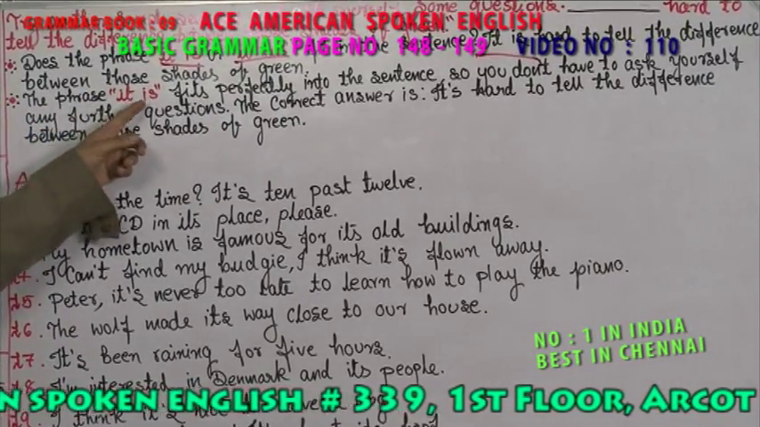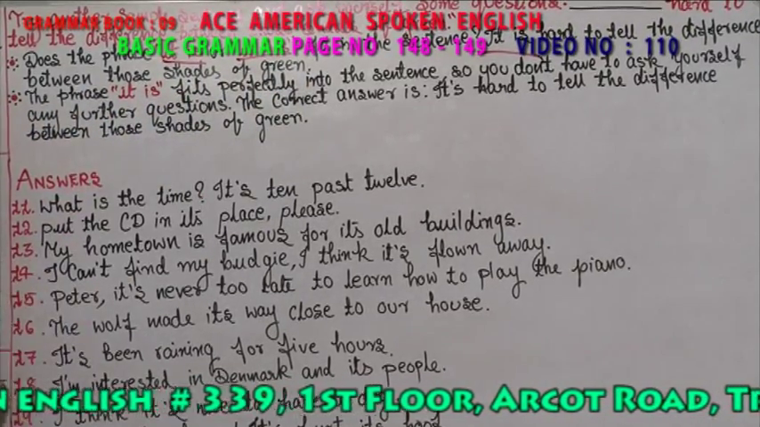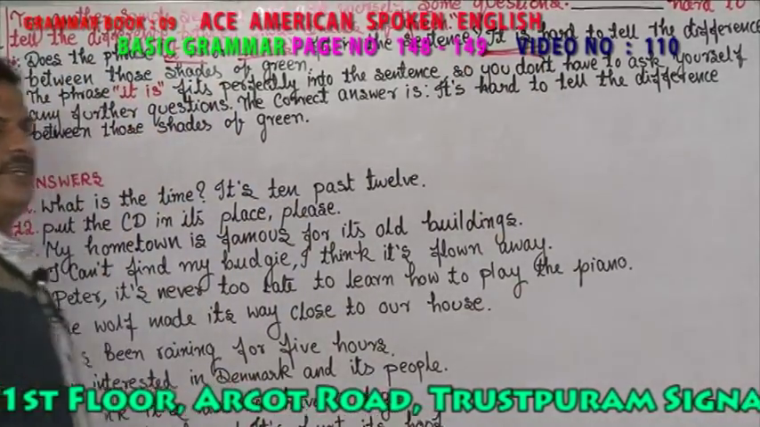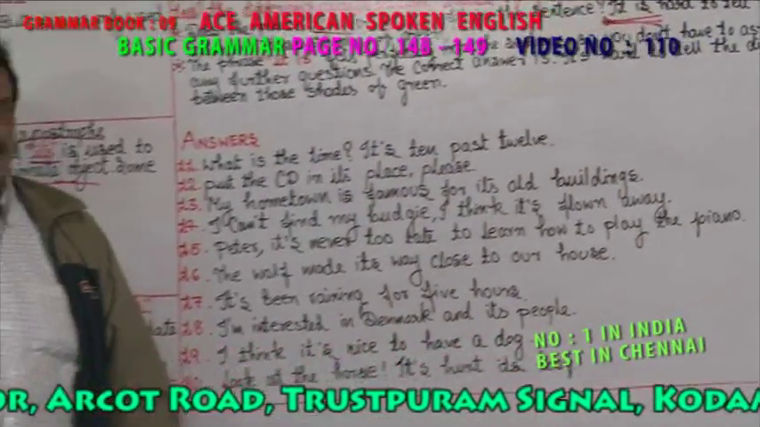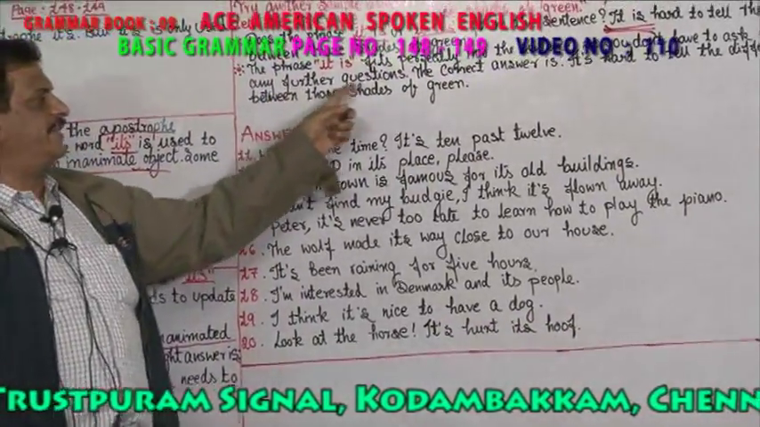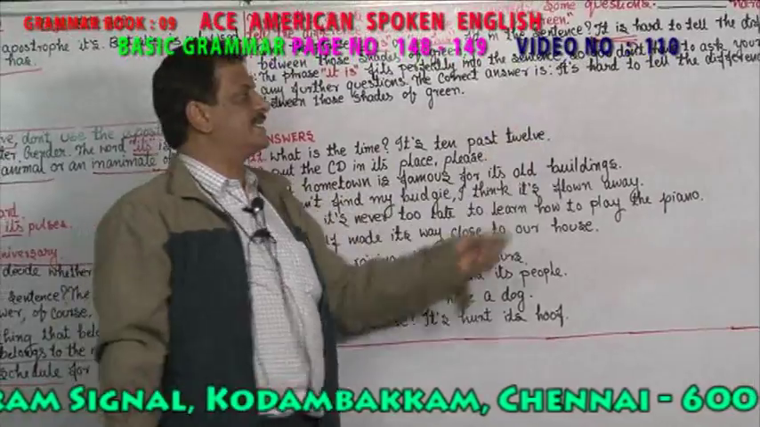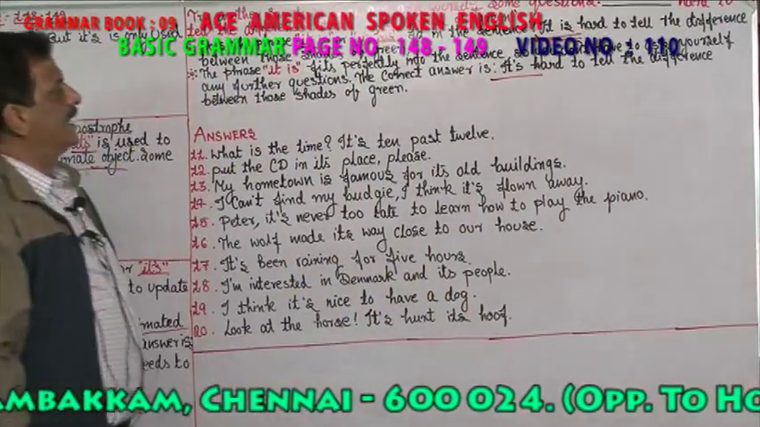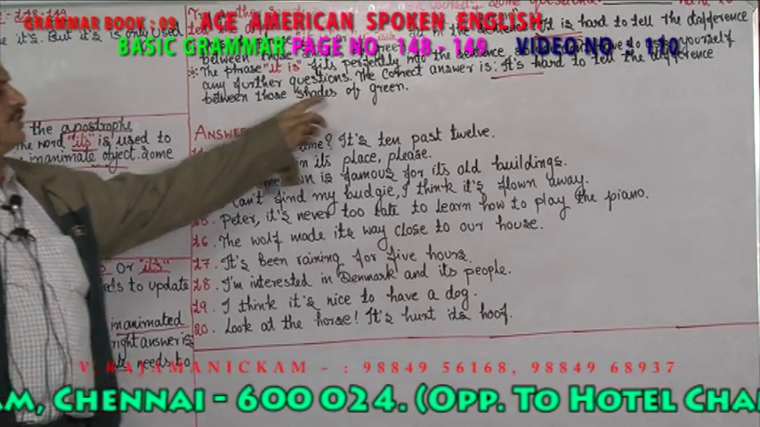See, the phrase "it is" fits perfectly in the sentence. Here you are using "it is"; you don't use "its". You never use "it is" as "its", so "it is" is the correct answer. So you don't have to ask yourself any further questions. The correct answer is: It's hard to tell the difference between those shades of green.